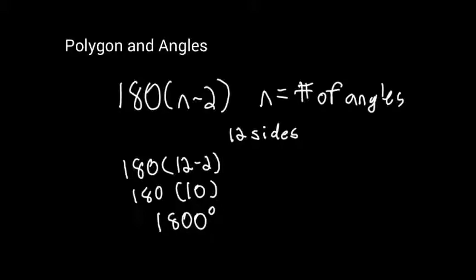If we wanted to go one step further and find out what each of those angles would be, we would take that 1,800 and we would divide it by 12. So if we divide this by 12, we're going to get an answer of 150 degrees. So if it's a regular polygon with 12 sides, then each of the angle measures would be 150 degrees.